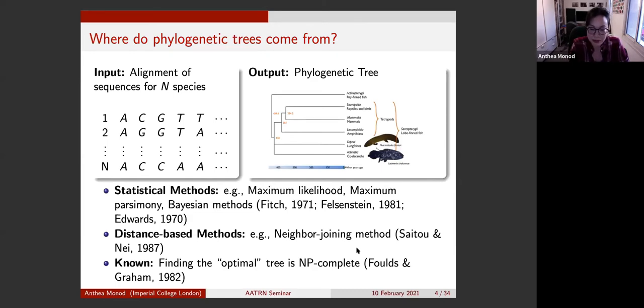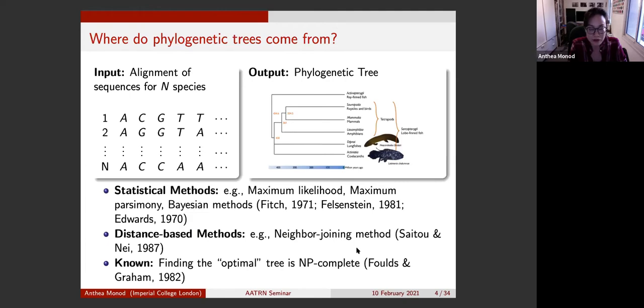So it's mostly some kind of statistical optimization problem, right? So you can have maximum likelihood or maximum parsimony. The idea here about the statistical methods is that there's a lot of uncertainty because the resulting tree, the output phylogenetic tree, is highly sensitive to the input sequences, right? So it really highly depends on what you input into your mechanism to get at the tree.